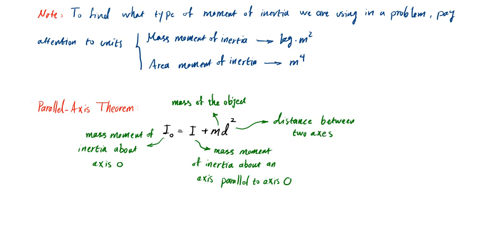So as long as I know the mass moment of inertia about one axis and I know the mass and the distance between two axes, I can find the mass moment of inertia about the other axis. This is the core of the theorem.